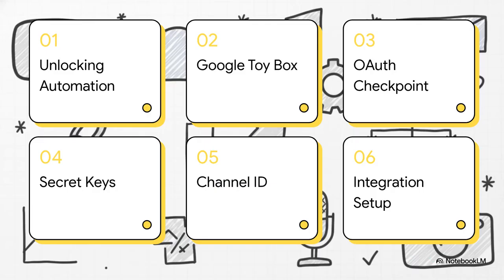So here's the map for our journey today. We're going to be hitting 6 specific zones: unlocking YouTube automation, opening the Google Toy Box, the OAuth consent checkpoint, forging your secret keys, finding your channel ID, and finally, the final integration setup. Don't worry, we're just popping into these zones to collect 5 specific keys.